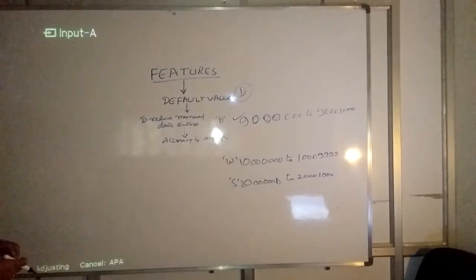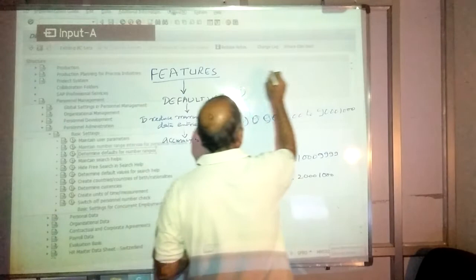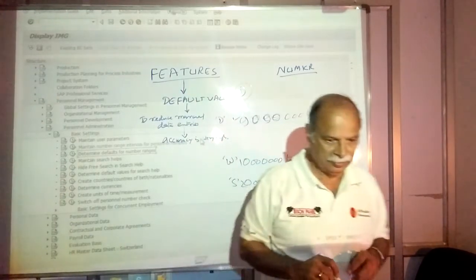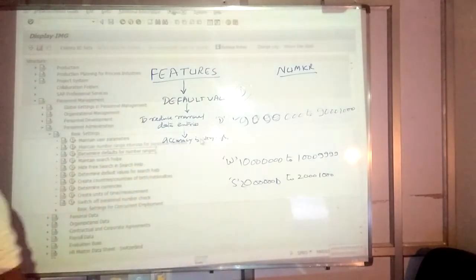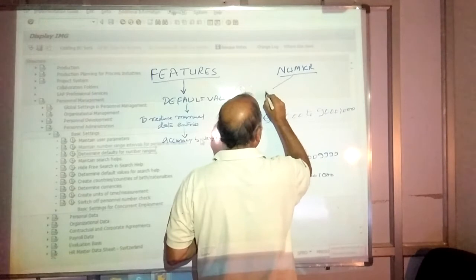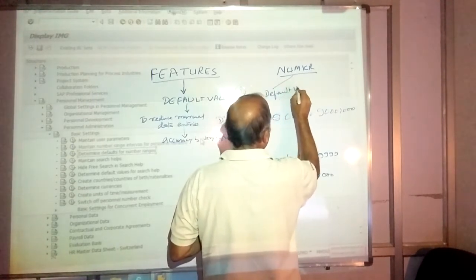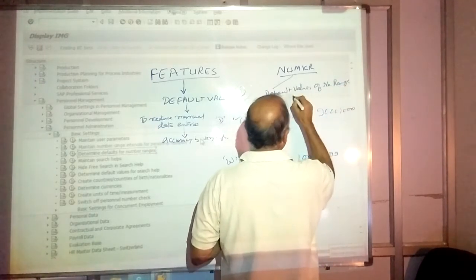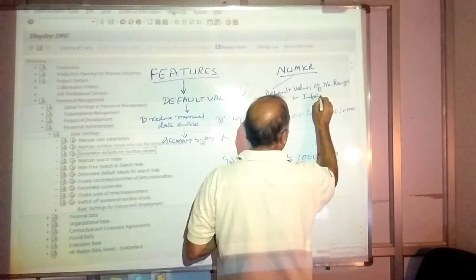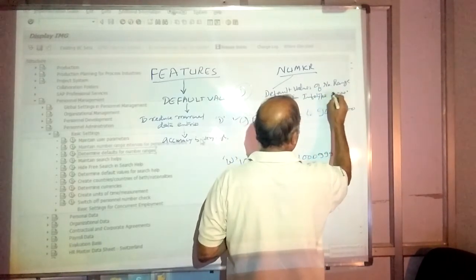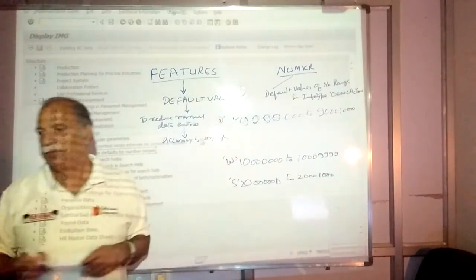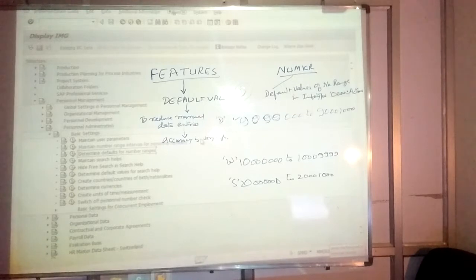The feature is Numkr. This Numkr feature gives default values of number range in info type 0000, known as actions. Info type name is actions.